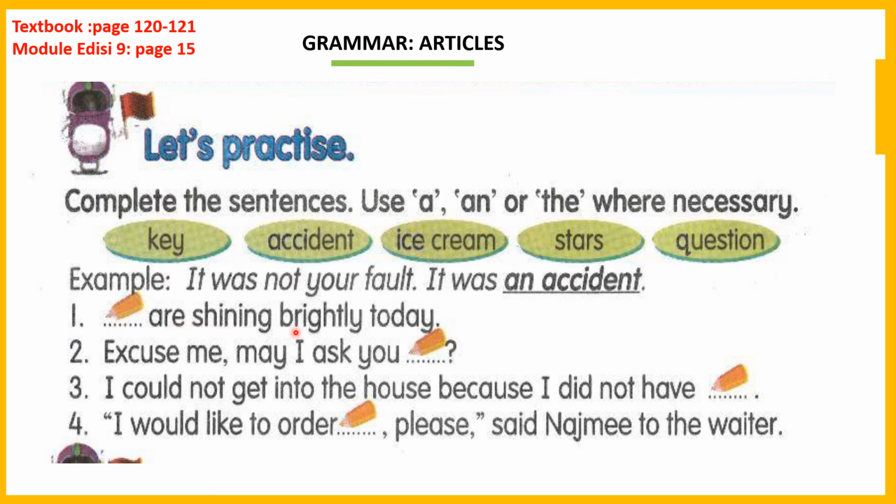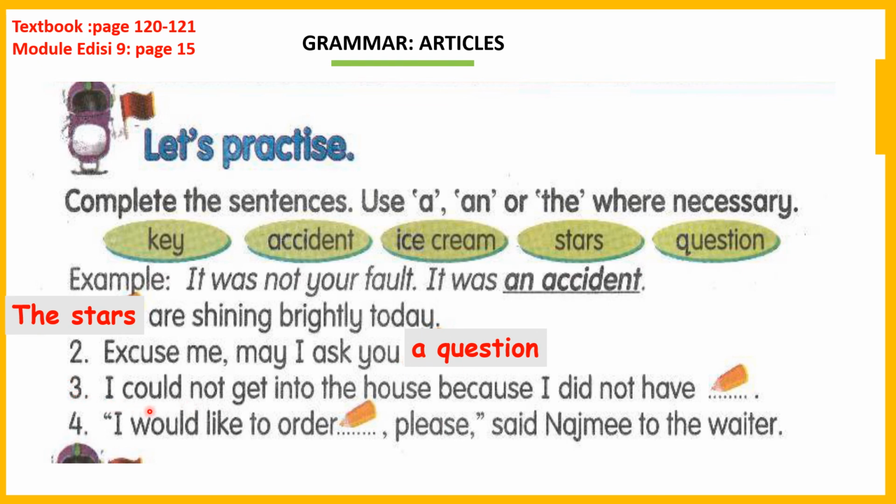Alright, now let's try to do number one. Are shining brightly today. So of course the answer will be stars. But what is the article? Correct. The answer is the stars. The stars are shining brightly today. Number two. Excuse me, may I ask you? Of course, the answer is question, but what is the article? Well done. Yes, the answer is a question.